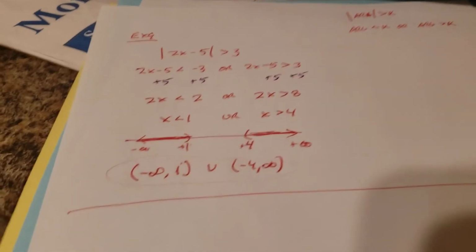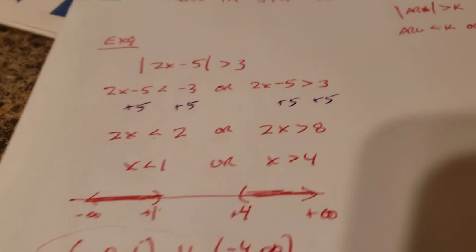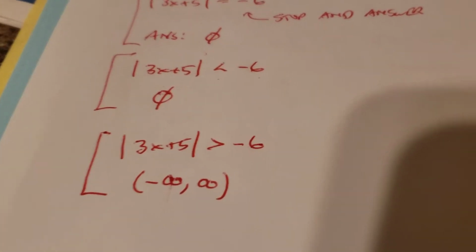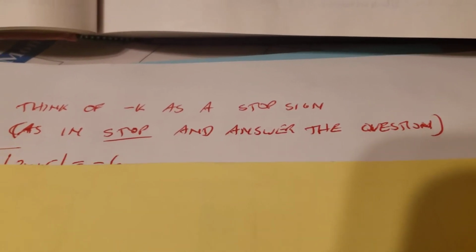All right, now there's a couple of things I didn't mention when I first did this. I skipped a few examples. I skipped any example with a minus k. So I like to say this. Think of minus k as a stop sign, as in stop and answer the question without doing any steps.